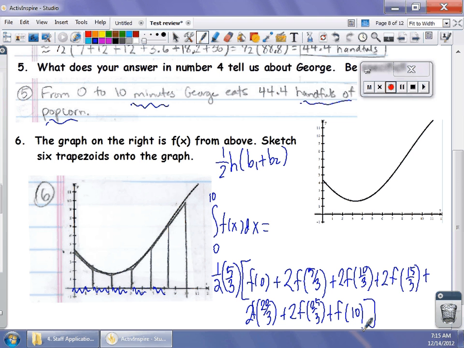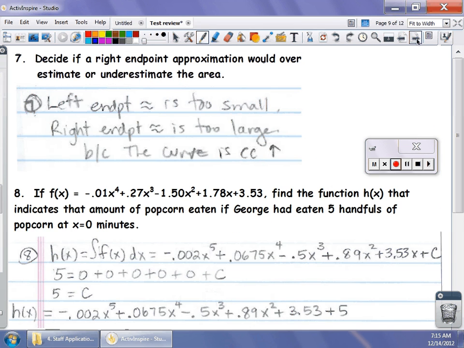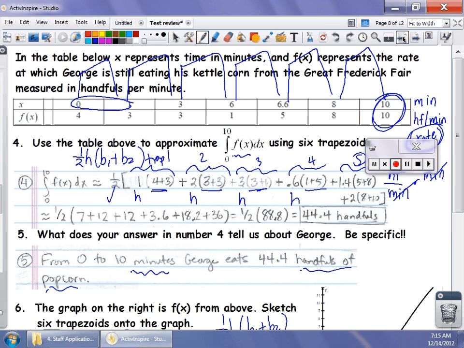I think it'd be worthwhile to take a look at that. All right, let's go on. Using the graph that we had below, decide if a right endpoint approximation would overestimate or underestimate the area. So we want to go back, and I'm going to flip back to the page in just a second, a right endpoint approximation. Now, there are a couple of ways to figure that out. An easy way is just to go back to the graph, a right endpoint approximation.